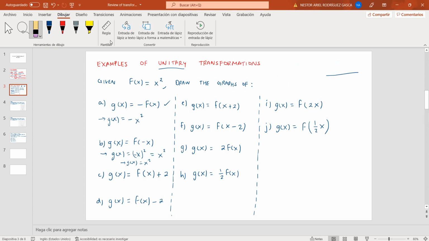There you go. So that was the first two. Now, let me erase this as well a little bit. Now let's talk about translations. These two are vertical translations, and these two are horizontal translations.